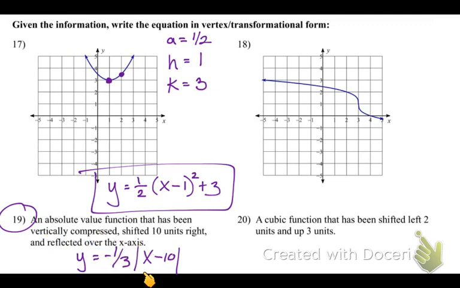The vertical compression, any number that's less than 1 but greater than 0 is a vertical compression. So 1/3, 1/2, 0.3, those are all vertical compressions. The 10 units to the right, shifted 10 units to the right. Horizontal shifts are always inside either the parentheses or the absolute values or the radicals. So that's why the 10 is inside. And shifting to the right is a negative 10 because of the x minus h, that would move it to the right. So this is the answer that you should have chosen as the correct answer.